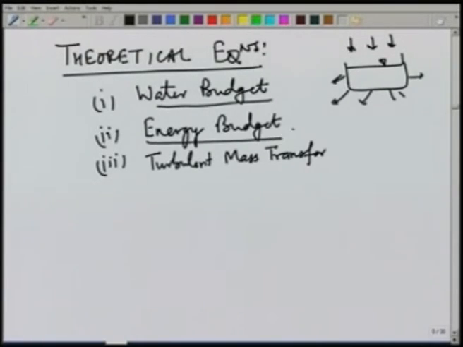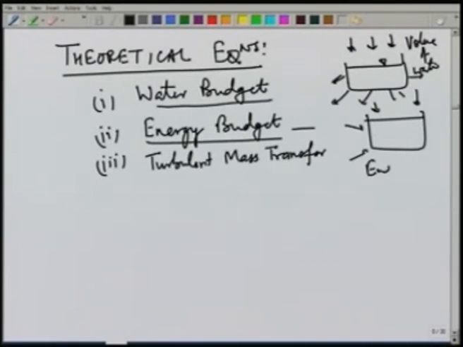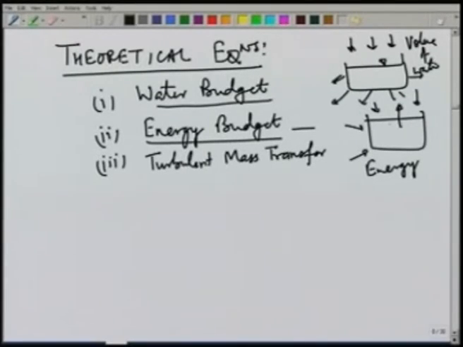In energy budget, we look at what is the energy which is coming. So, this was volume of water. Here we look at energy. So, what is the solar radiation on this body? What is the solar radiation which is being, let us say, radiated back or reflected back? How much is transferred to the ground, to the air? And then we can say that the remaining portion will be used for evaporation. And once we know how much energy is being used for evaporation, we can find out what is the volume of water which is being evaporated.